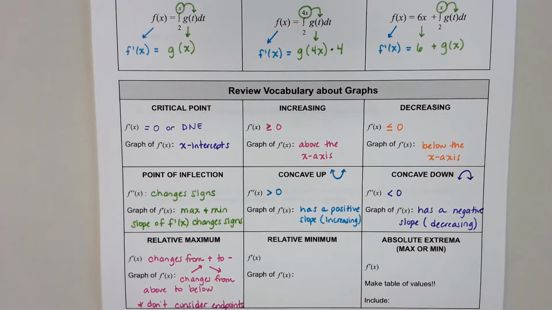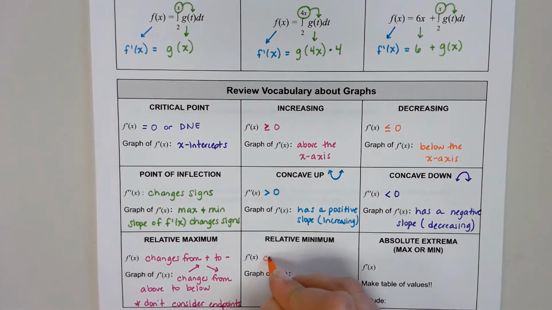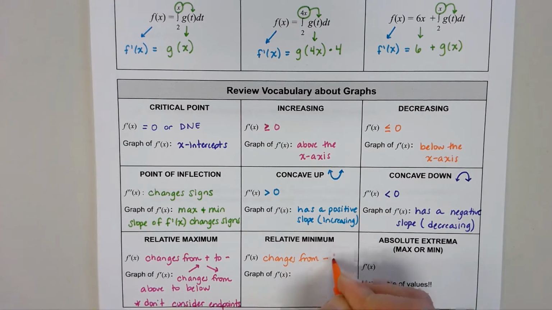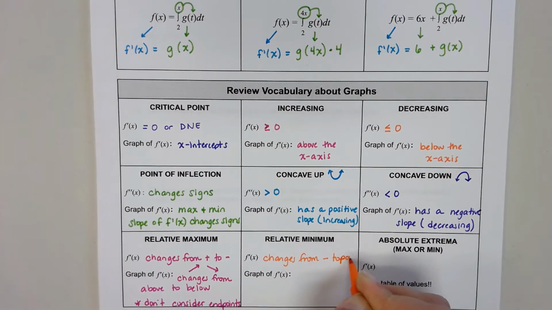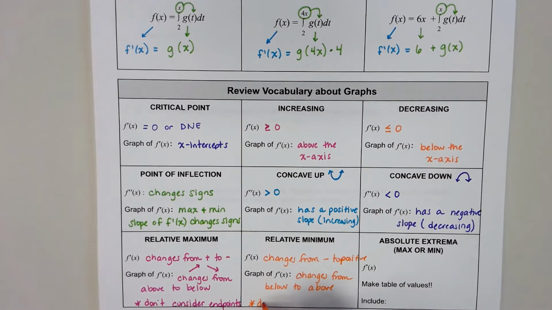If we're talking about a minimum, this would be a place where your graph has a valley. So the first derivative would change from negative to positive. Or it could be a place where the graph of f prime changes from below to above the x-axis. Again, we don't consider the endpoints when we're talking about relative extrema.